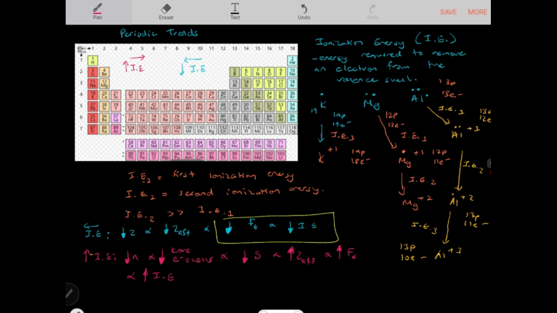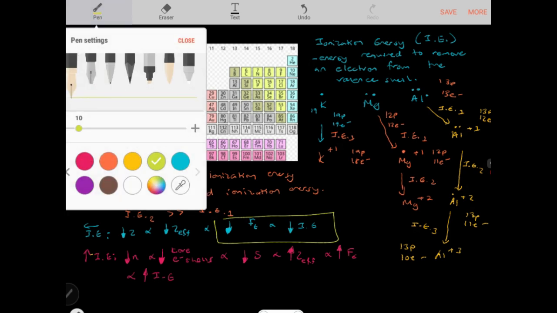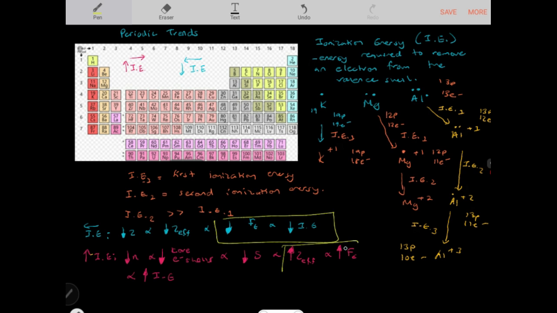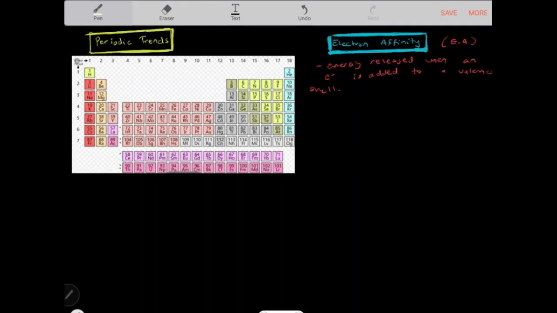So once again, it's a direct relationship between the force of attraction, the effective nuclear charge, and the ionization energy. You can combine all of these three. It's a direct relationship between these three variables, so it's really important to understand this, and we'll take a look at some relationships by doing some questions about ionization energy.